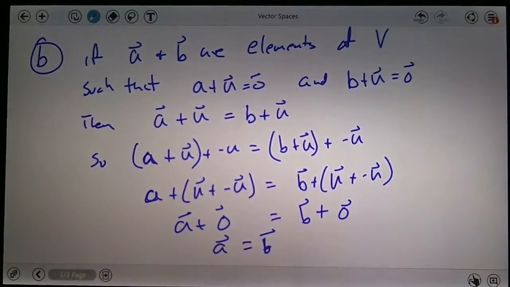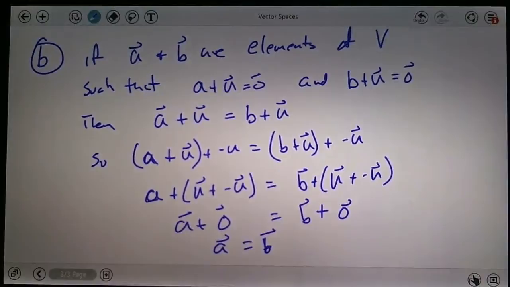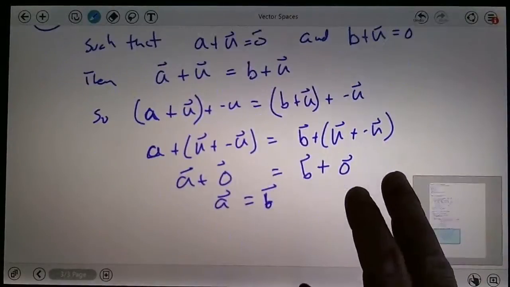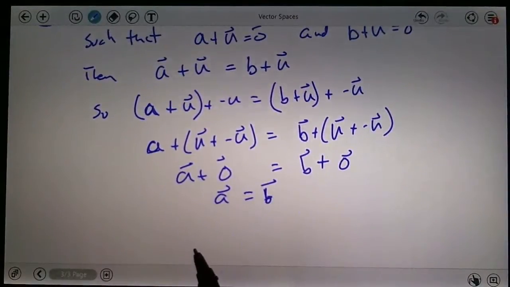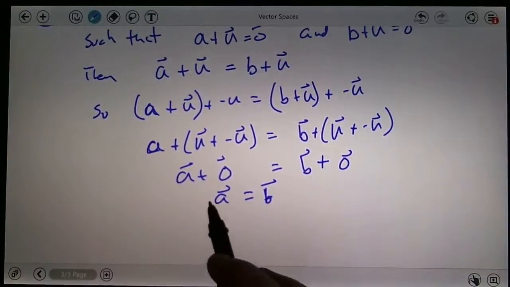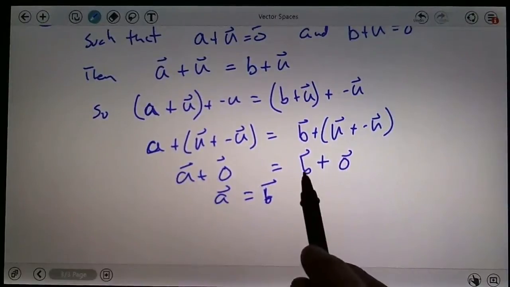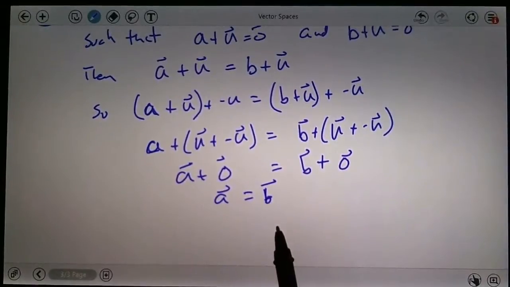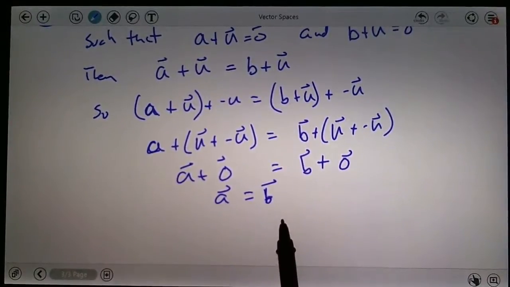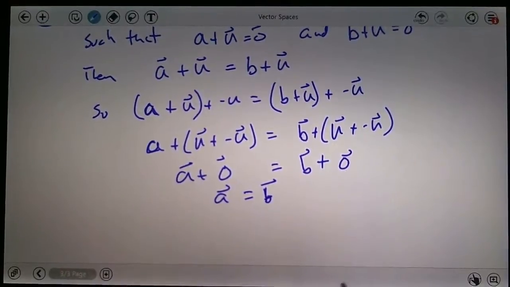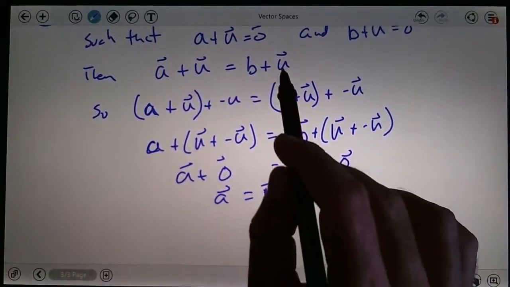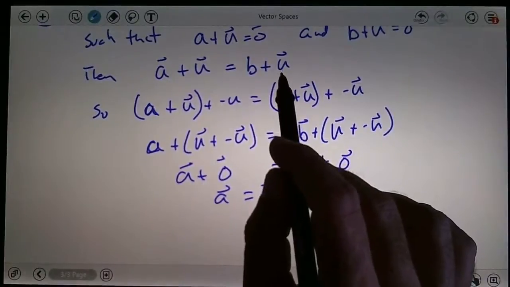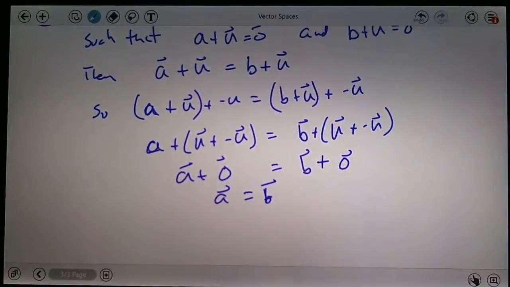And then I have that this sum right here is equal to 0, and this sum is equal to 0. That's axiom 5. And then, well, a plus 0 equals a, and b plus 0 equals b. That's axiom 4. Right? And so a equals b. If you have two things that both think they're the additive inverse of some particular vector, then they're both the same thing, and hence there is only one additive inverse of the vector u.